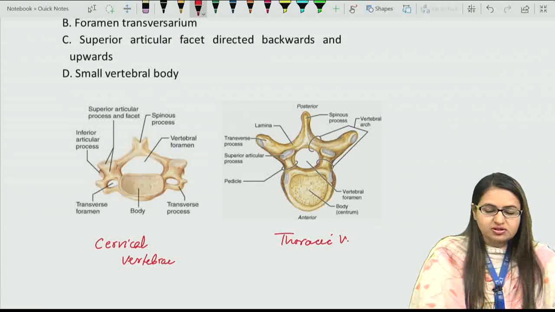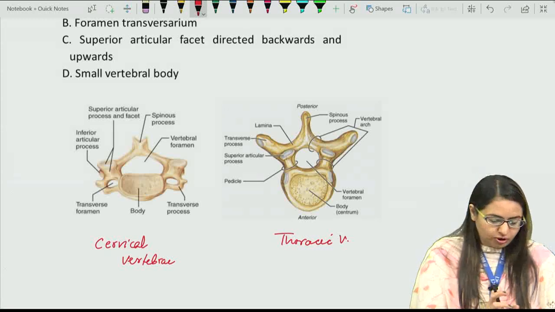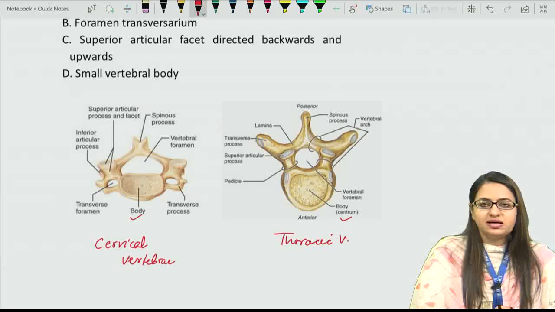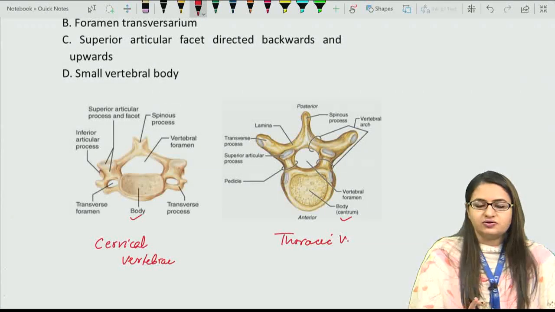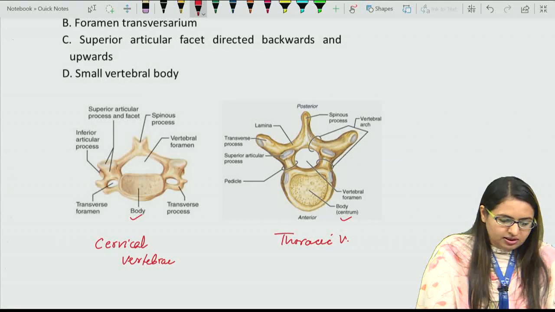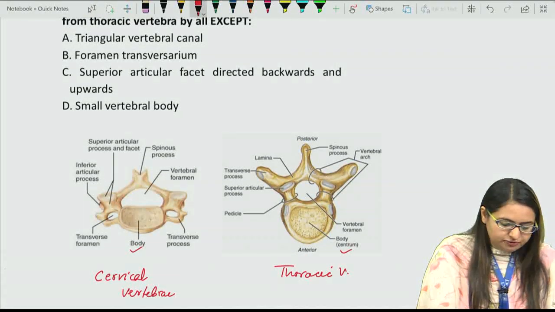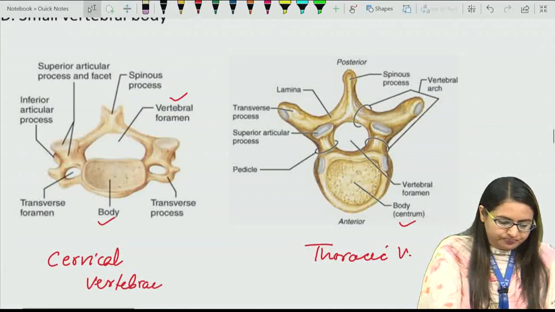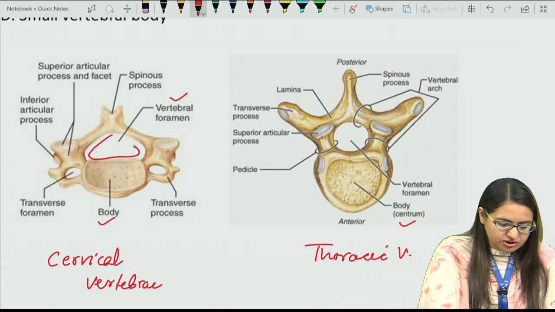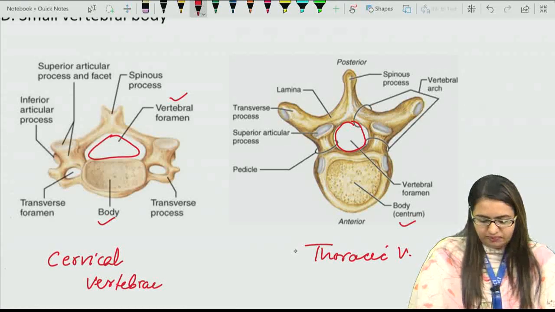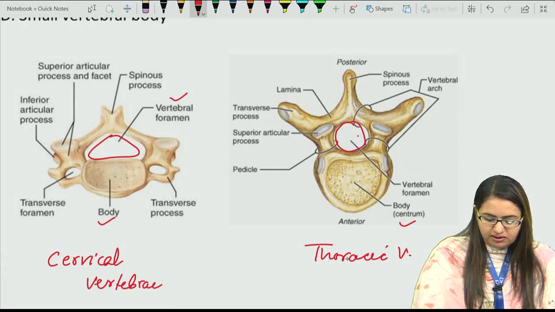If we see both pictures, first of all, the body is different. The body of the cervical vertebra is smaller, and the body of the thoracic vertebra, in comparison to cervical, is larger. And the lumbar vertebra has the largest body. If we compare the vertebral foramen, also termed the vertebral canal, it has a triangular shape in the cervical vertebra, and in the thoracic vertebra it is either round or oval. This is the vertebral canal.